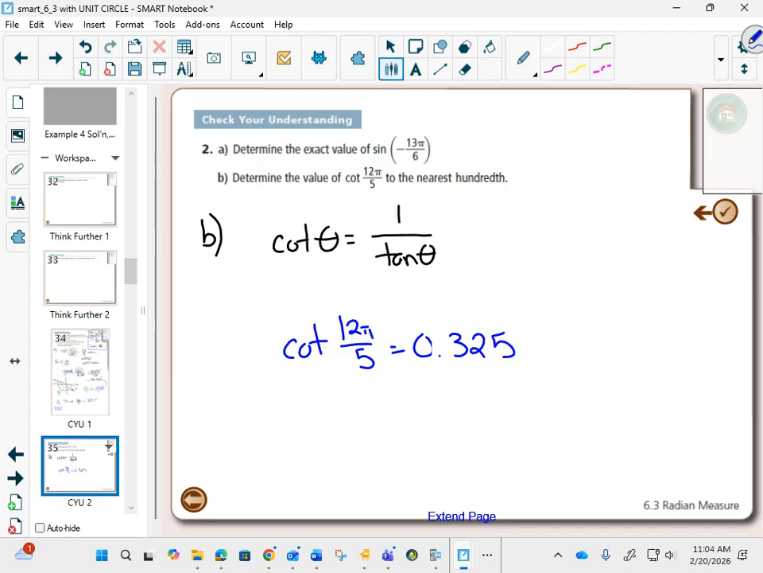Common mistakes. Not having your calculator in radians. Another common mistake is that students do this. I'll write it in red. Oops, I struggle with making mistakes sometimes. There we go. They flip the angle.